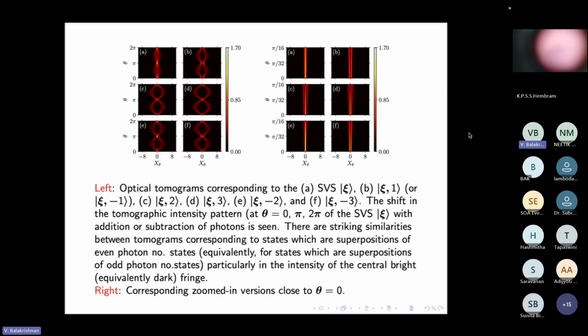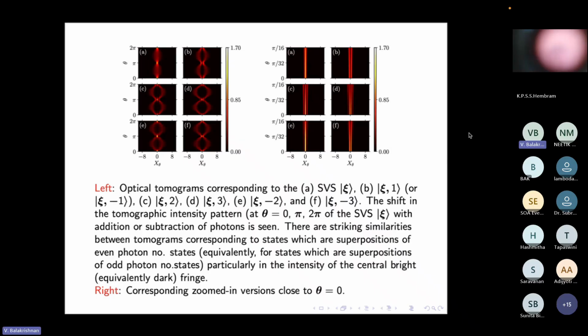Now, if you look at this picture, the optical tomogram on the left side, top A, is the squeezed vacuum states tomogram. Add a photon and you see that the central bright fringe becomes dark. Well, it turns out that if you add or subtract a single photon from the squeezed vacuum, analytically you can show that the states are the same. C is when you add two photons, the central bright fringe reappears. D is when you add three photons when it becomes dark and flanked by bright fringes.